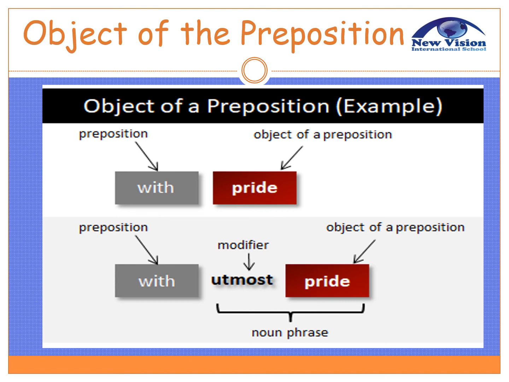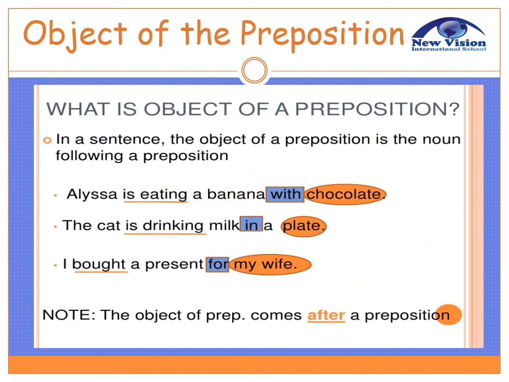Look at this one. Object of the preposition is still with pride. With is your preposition, pride is your object. This is self-explanatory. Just looking at the diagram or the illustration, you can already understand it. It's still the same on object of the preposition. I'd like you to go through all these slides until the video finishes, until you understand what the object of the preposition is.